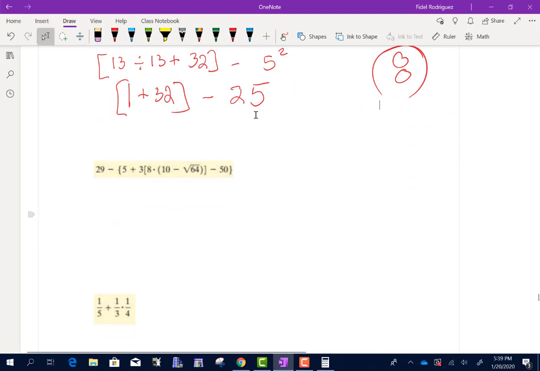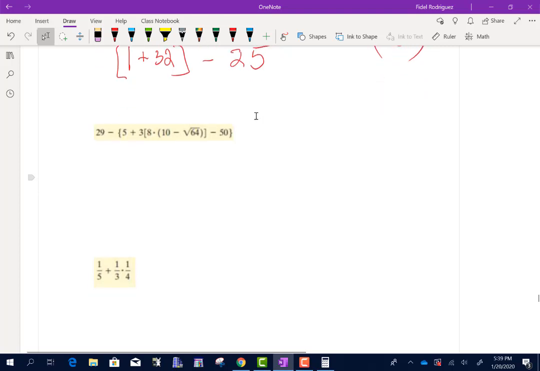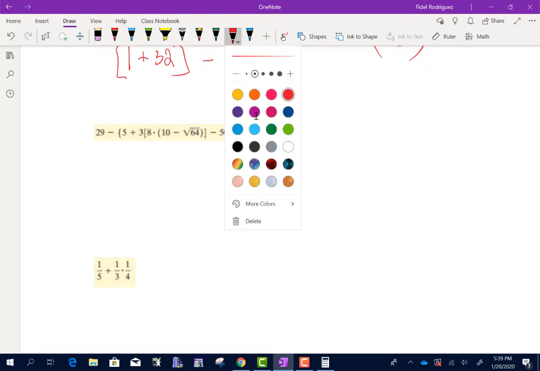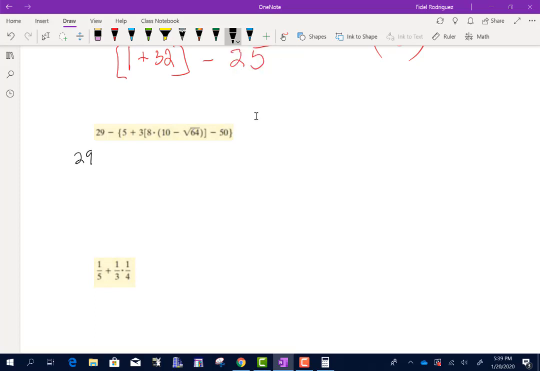Alrighty. So let's go ahead and try this next one, and then we can move on to order of operations with fractions. So let's take a look here. Again, if you notice here, this 29 is sort of on its own. So I don't want to forget that.